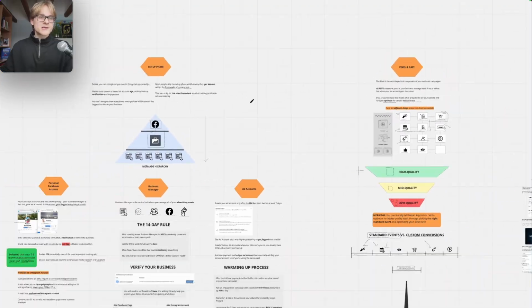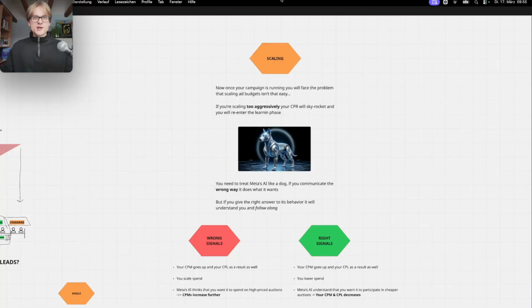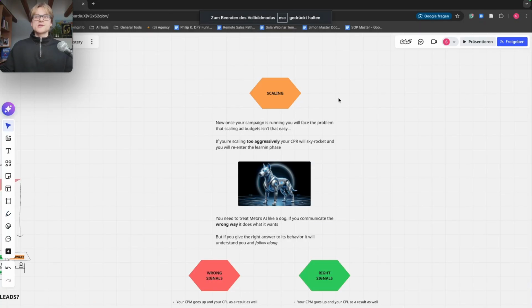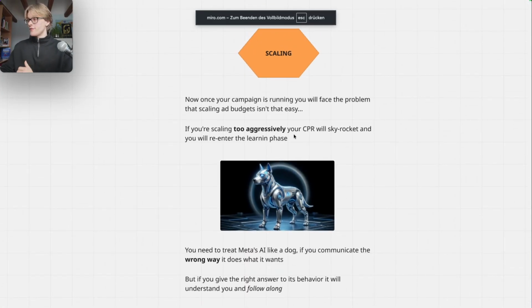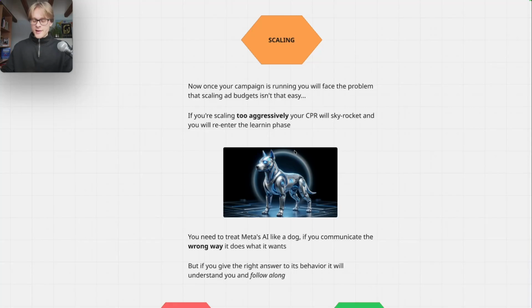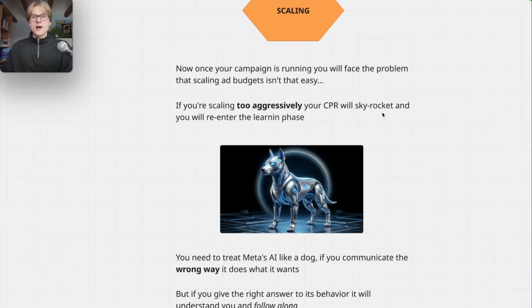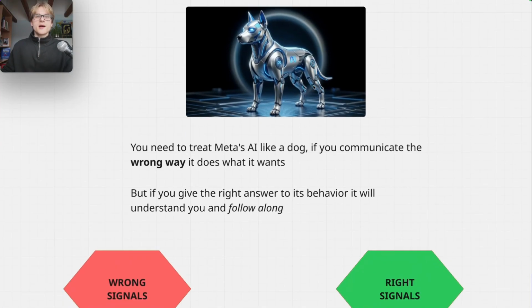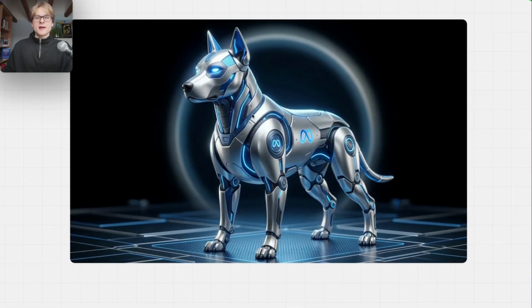Okay. Now, with that being said, guys, you know now how to write ad copy, what ad campaigns are there, how to set up a pixel, how to set up the entire thing. The most important thing is, how do you actually scale? So once you're in there, how do you scale? Let me just run you through this really quick. Once your campaign is running, you will face the problem that scaling ad budgets isn't that easy. If you're scaling too aggressively, your CPR, your cost per result, will skyrocket, and you will re-enter the learning phase. So you need to treat Meta's AI like a dog. Okay, literally think about it like the Meta dog.